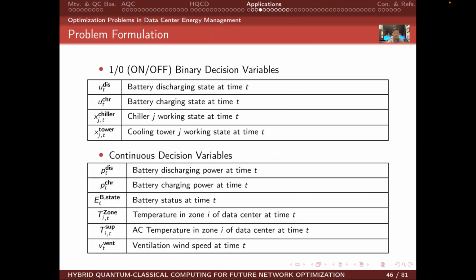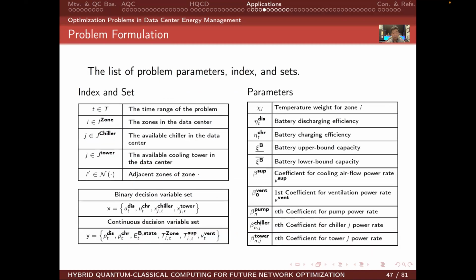And also we have the continuous decision variables. So the battery discharging power, battery charging power, and the battery status at the time t, and the AC temperature and the ventilation wind speed, all those can be controlled continuously. And you can see that this is a control variable, so those can definitely be mixed with an integral part as well as a continuous part. So this fits this hybrid quantum and classical computing optimization well.